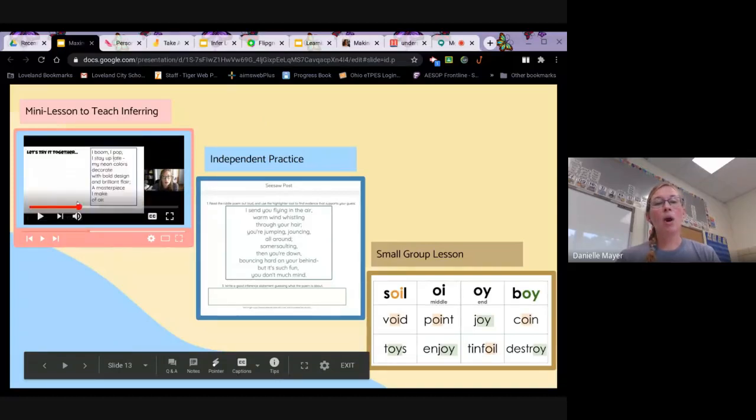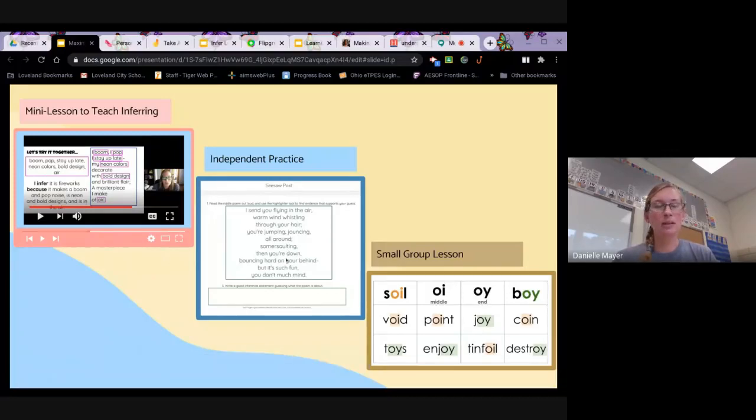And then I walked them through. I read this poem with them. We highlighted some key words or vocabulary to make our inference. And then I asked them to write an inferring statement. After they watched this video, they had a Seesaw activity, which is our middle column here, for them to practice.